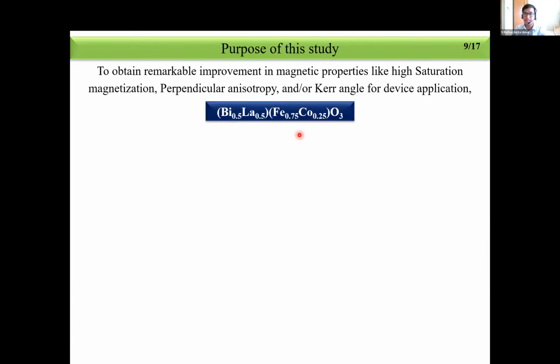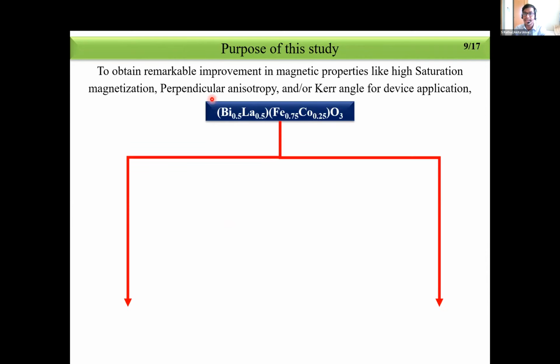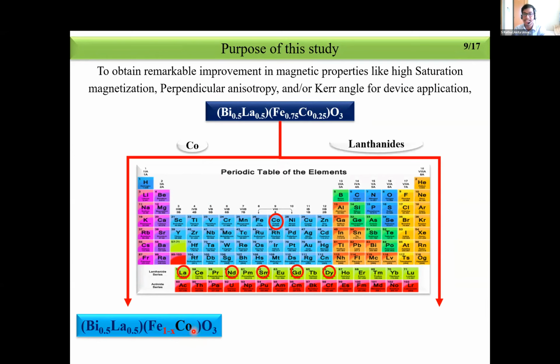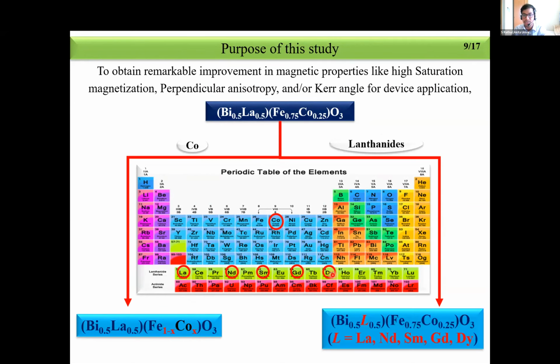So now I'm going to study the same material, but in a different way. How can I enhance more the saturation magnetization, perpendicular anisotropy, and Kerr angle? As I told, we are substituting few elements in A side and cobalt in B side. Cobalt is fixed. First I will study the optimized cobalt concentration at which I will get maximum enhanced magnetic property. After getting the optimized cobalt concentration, I will change different lanthanides by selecting few elements from rare earth elements like lanthanum, neodymium, samarium, gadolinium, and dysprosium, and I will compare all the materials to see which are really best for device application. Let's start the investigation.